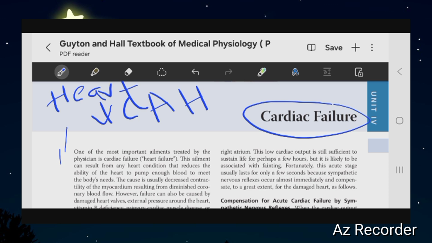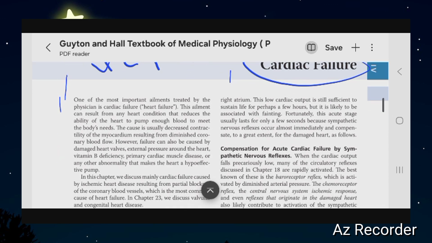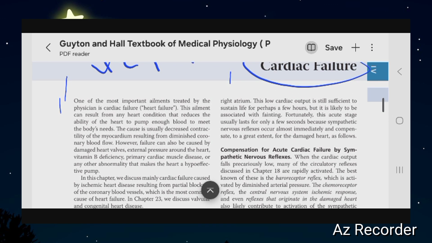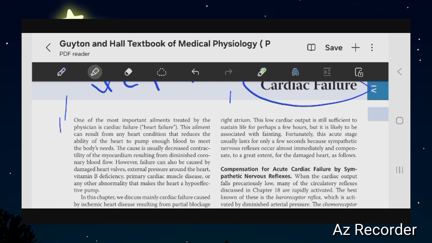In this chapter, we will be discussing only the coronary causes due to ischemic heart diseases, like if there is MI or other coronary disruption. We will be discussing that in detail. Okay, so let's go in detail. I will highlight that one of the most important conditions treated by the physician is cardiac failure. This condition can result from any heart condition.